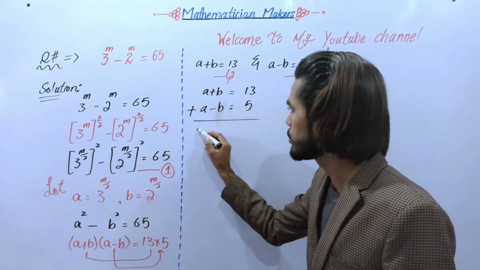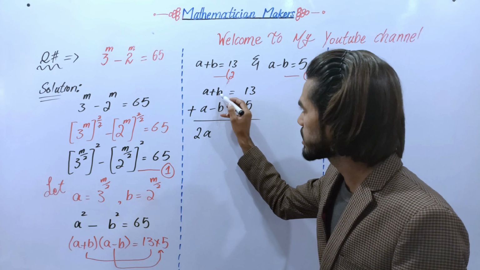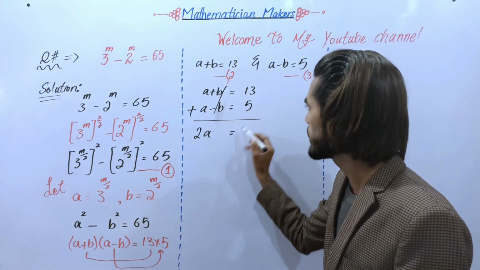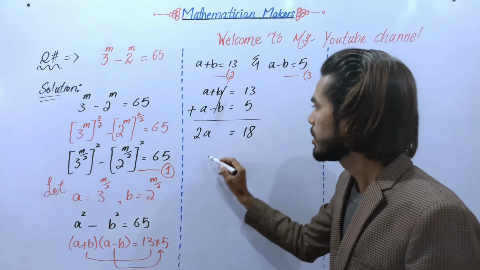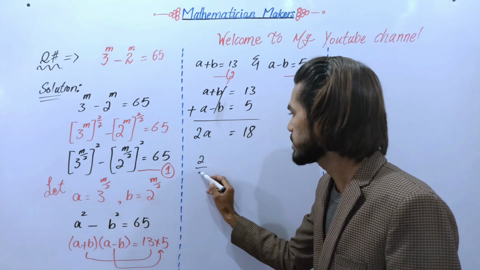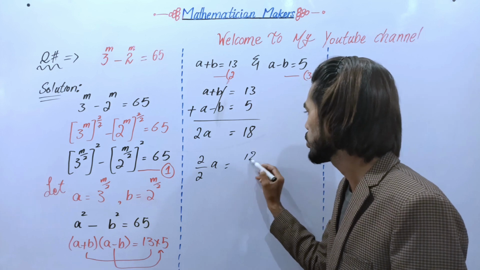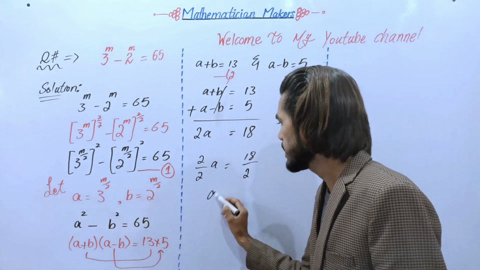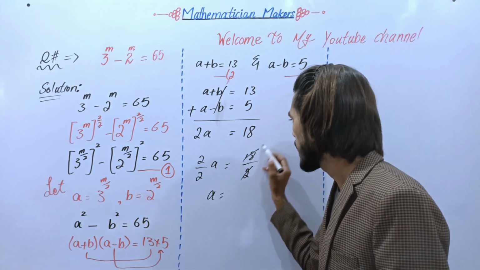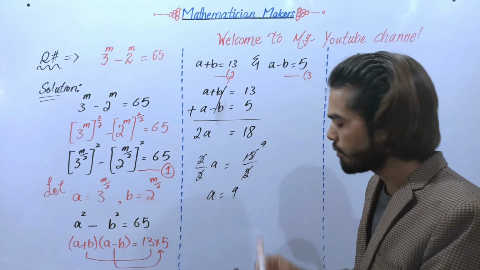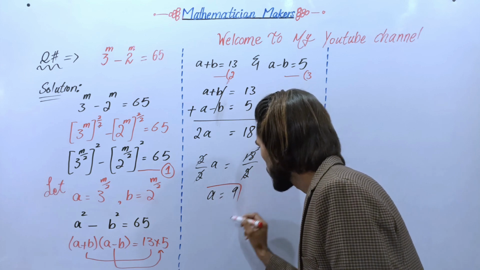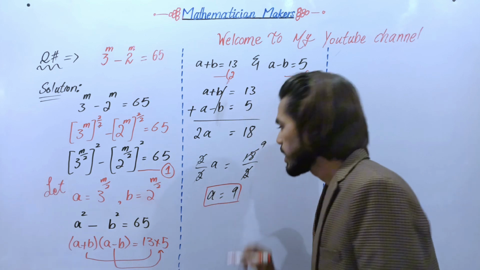Adding both equations, a plus a is equal to 2a. The plus b and minus b will be cancelled, and 13 plus 5 will be 18. Now divide by 2 on both sides. 2 nines are 18, so the 2s cancel, and the value of a is 9.